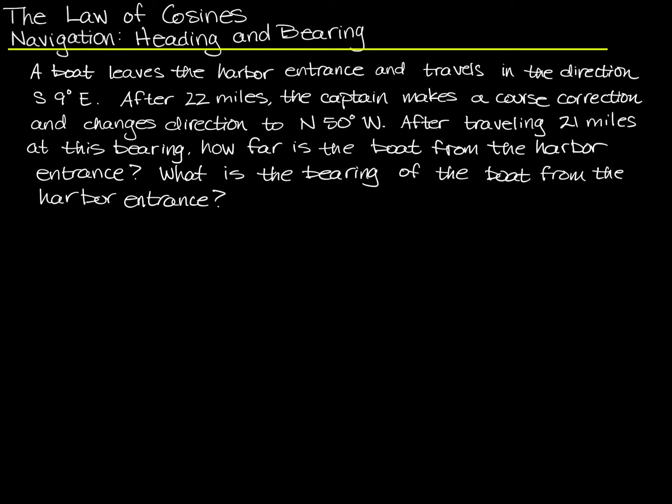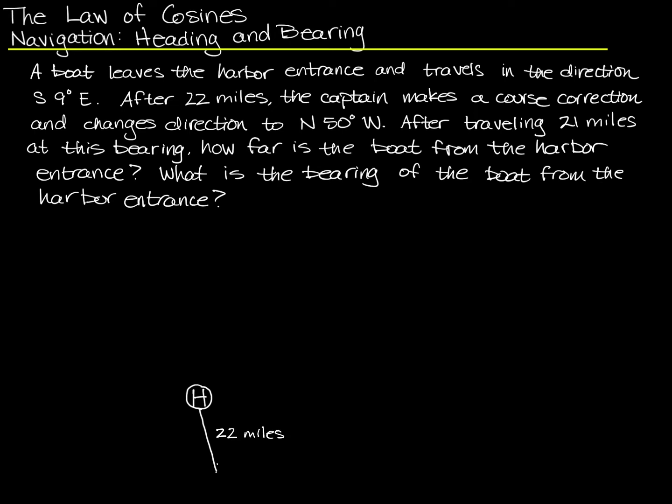So we have two questions to answer here, but let's start with a diagram. Let's say the harbor is here. From that perspective, the first direction of travel is south 9 degrees east. This is south. 9 degrees east of south is not very far, but it's in the east direction. So we're traveling in that direction or at that bearing for 22 miles.